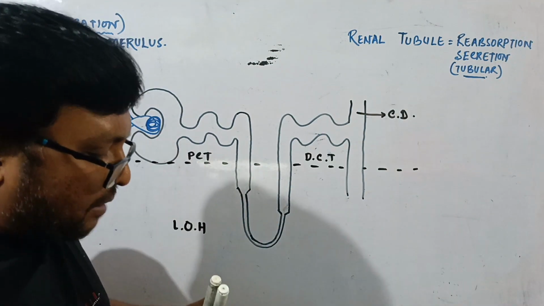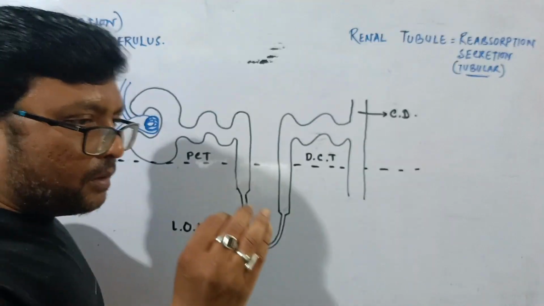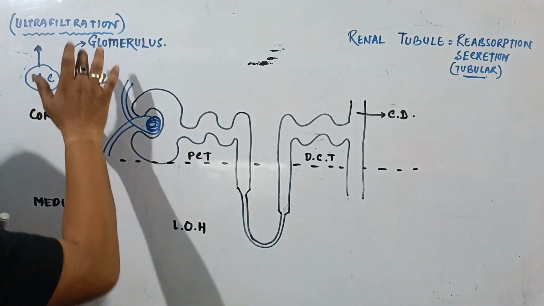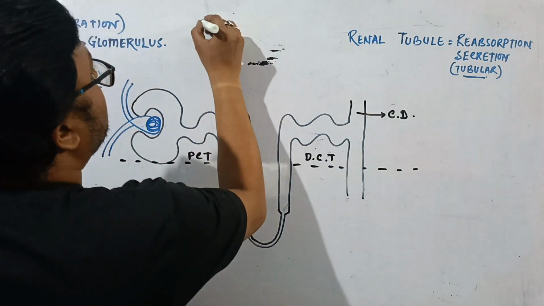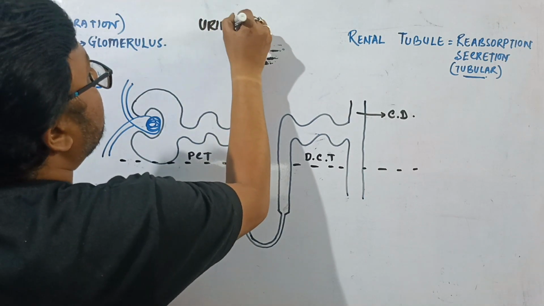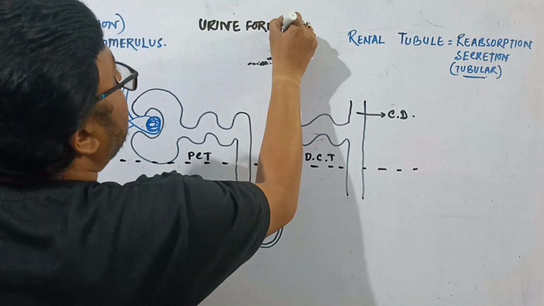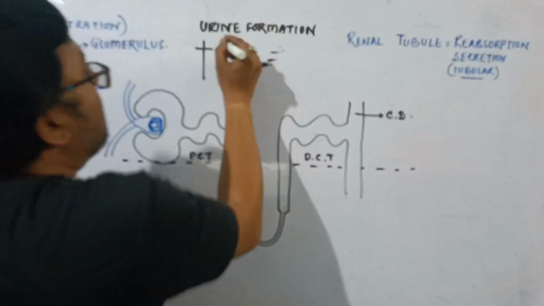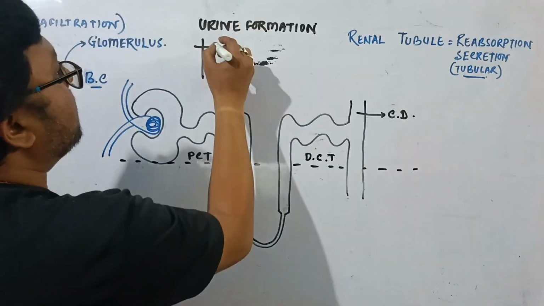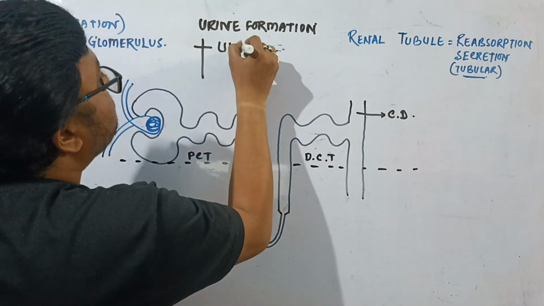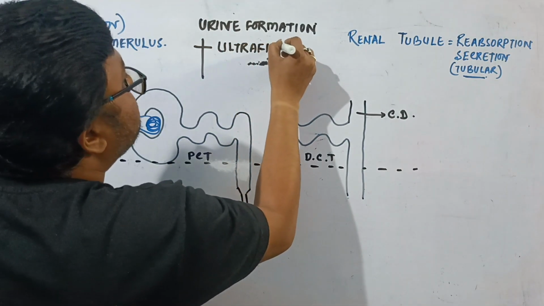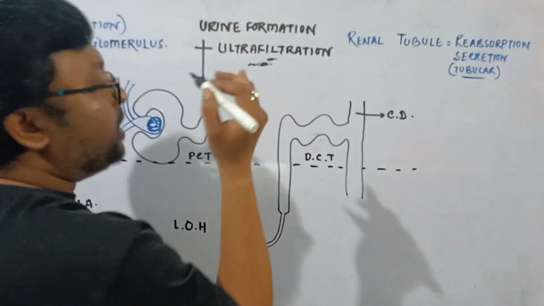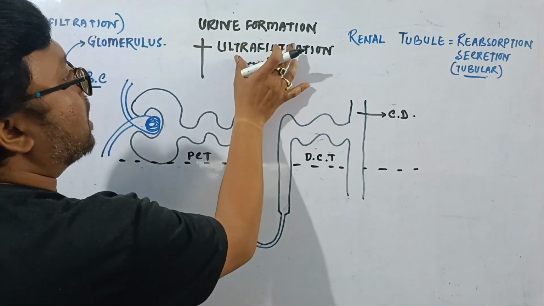This filtration membrane plays an important role in the process of ultrafiltration. তো এটা আমাদের একটু মাথায় রাখতে হয়, কারণ এখানে আমরা দেখব যে urine formation takes place in three different steps. What are the three different steps? First and foremost, ultrafiltration is the first step of urine formation.